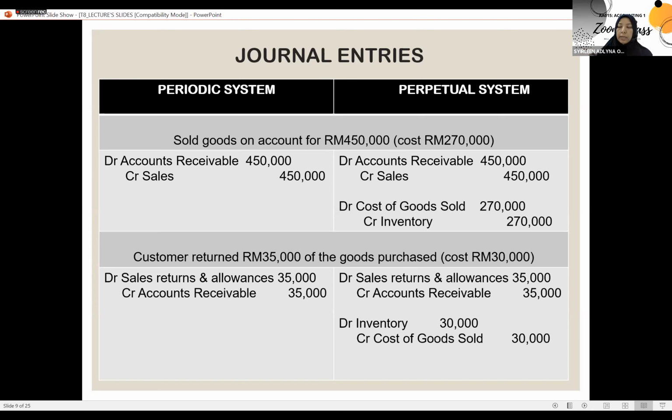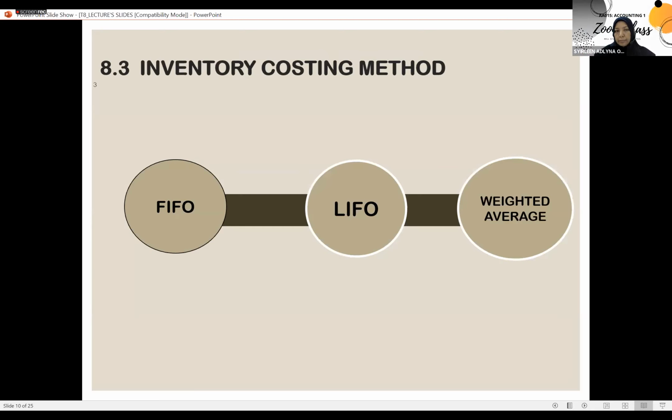Okay, so kalau system, that will be 2, which is periodic system and perpetual system. Okay, itu system. Okay, lepas tu kita akan tengok method ataupun kaedah. Okay, setiap sistem ni ada kaedah yang berbeza untuk kira inventory. Alright, this is the inventory costing method.